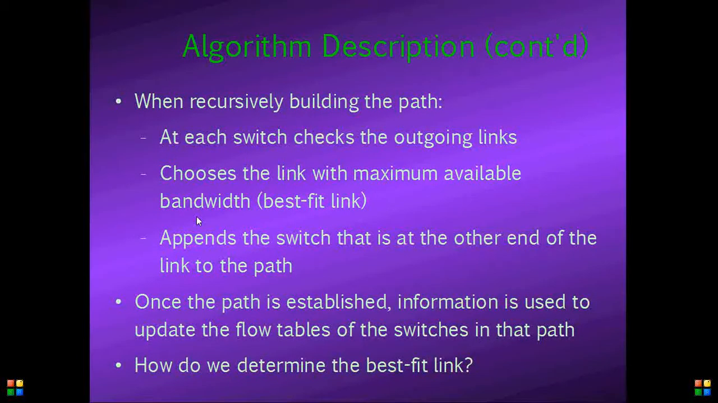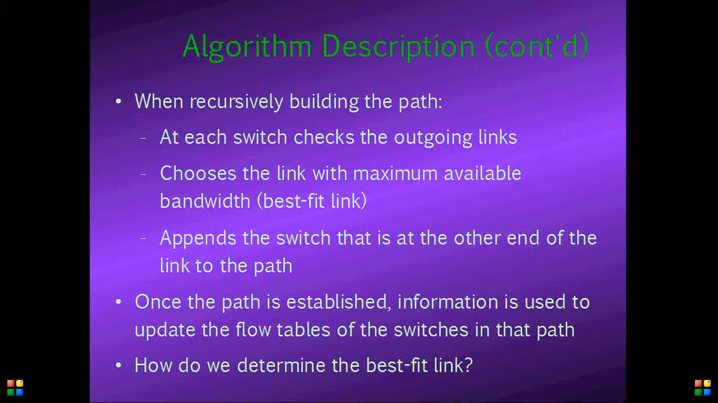The algorithm builds the path recursively, and when doing this, at each switch, it checks the outgoing links. Then it chooses the link with the maximum available bandwidth. This link is also called the best fit link. Then it appends the switch that is at the other end of the link to the path. Once the path is established, this information is used to update the flow tables of the switches in that path, so the switches can forward the packets accordingly.